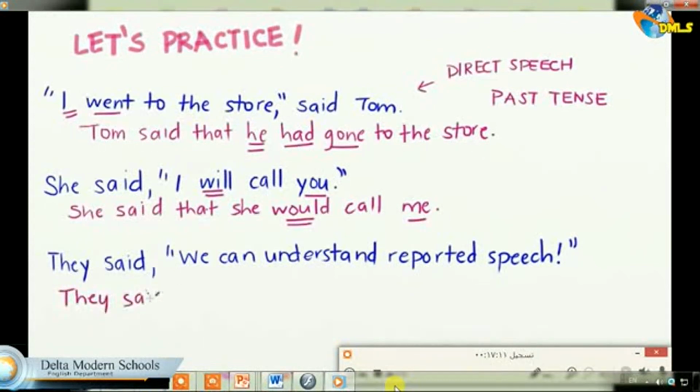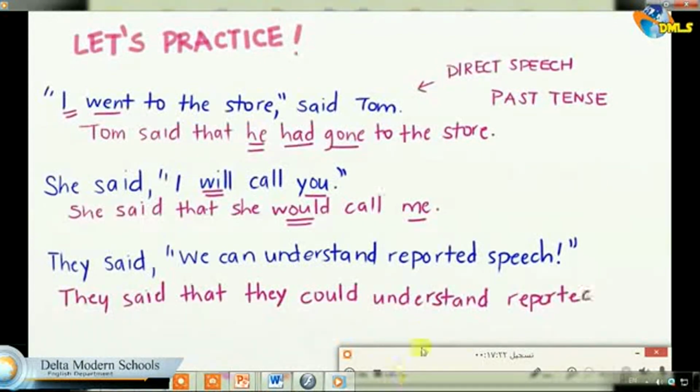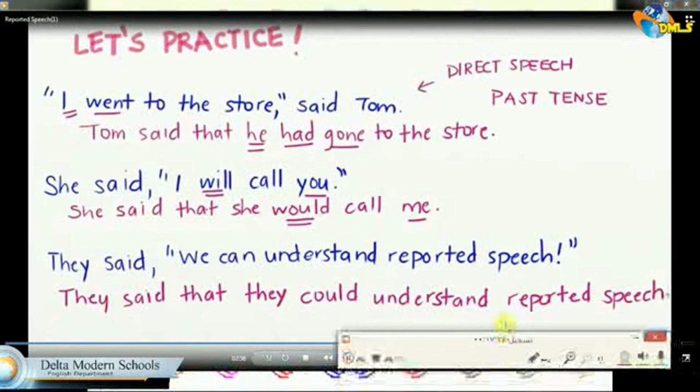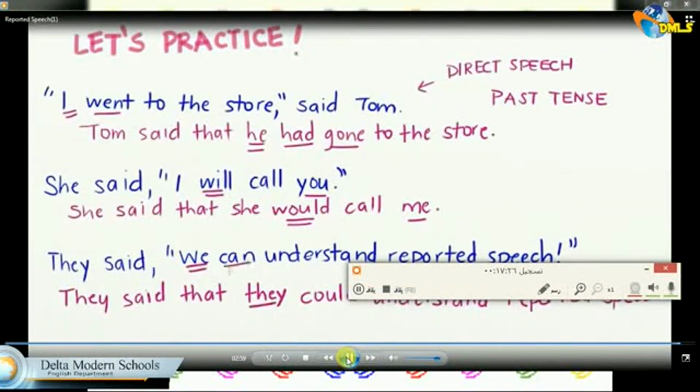They said, "We can understand reported speech." To change this sentence, we must change can to could. They said that they could understand reported speech. Notice that we changes to they and can changes to could.